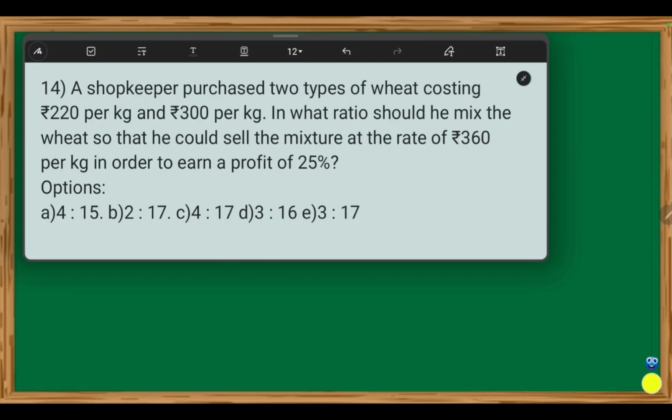Look at the 14th question. A shopkeeper purchased two types of wheat costing rupees 220 per kg and rupees 300 per kg. In what ratio should he mix the wheat so that he could sell the mixture at the rate of rupees 360 per kg in order to earn a profit of 25%? 5 choices are given. At first, try yourself.